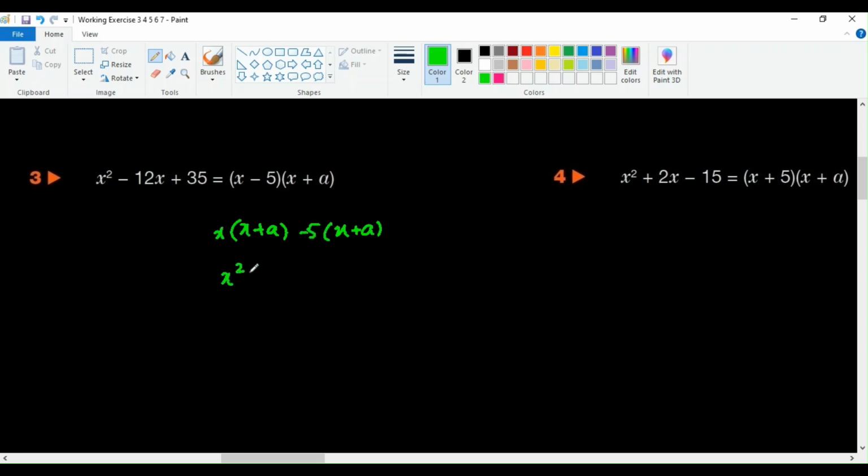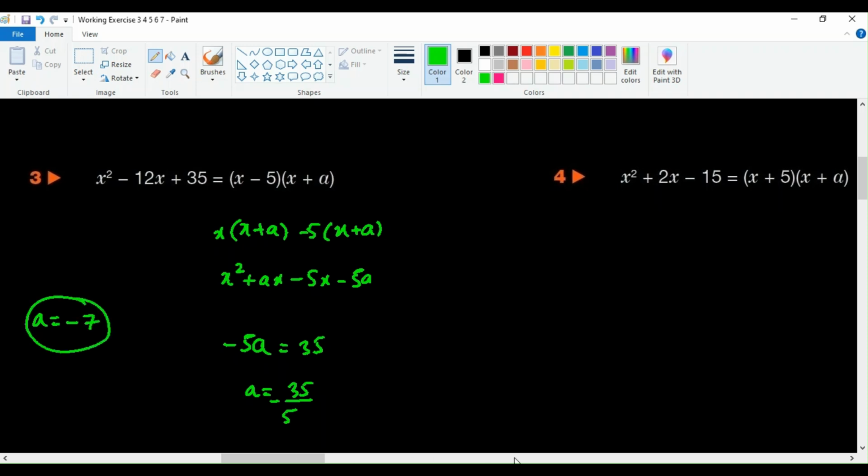So this gives us x squared plus ax minus 5x, and minus plus is a minus 5a. Now I can see minus 5a equals 35 positive. That means a is going to be equals to 35 divided by minus 5. So minus 7 is going to be the answer for question number 3. Now comes next question, which is question number 4.